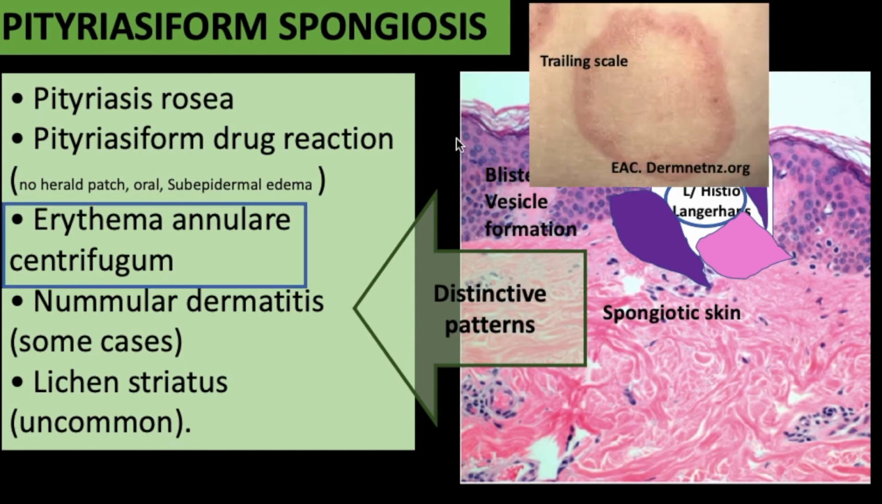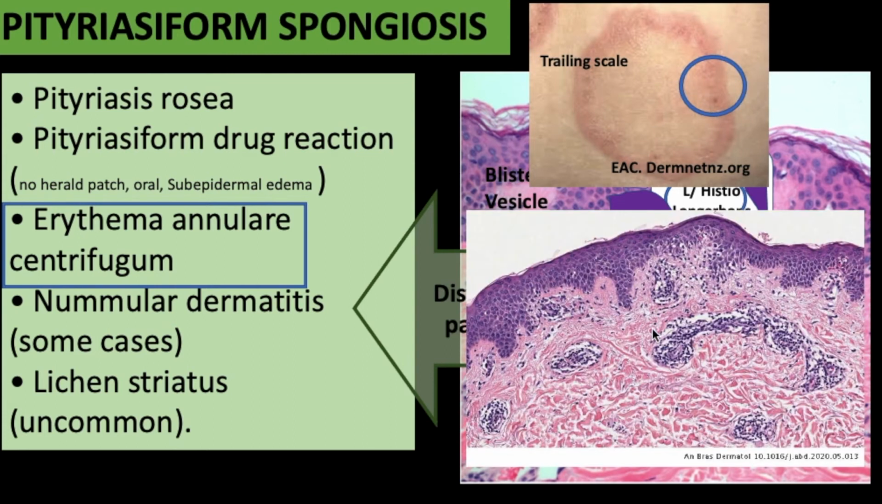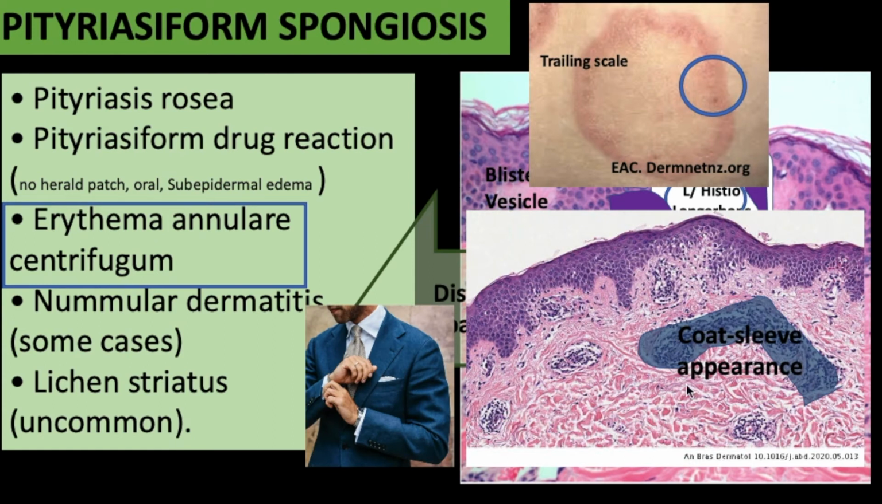on the body. So erythema annulare centrifugum, or EAC, has a specific clinical feature called the trailing scale, where you see this erythematous scaly border around the lesion. If you biopsy that area, you will see something very specific: the perivascular inflammation has a coat sleeve appearance like this, very specific to this entity.